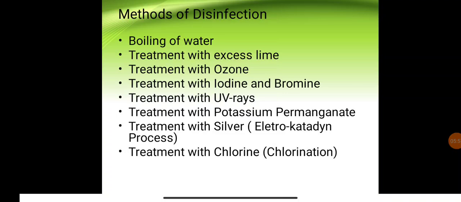Then if the alkaline is more, then what happens? If the alkaline is more, then the water becomes salty in taste. When we choose lime, that is a treatment with excess lime, we have to remove the excess lime present in the water before it is supplied to the public. That means if you are treating the water with lime, then we have to remove the excess lime before it is supplied to the public.